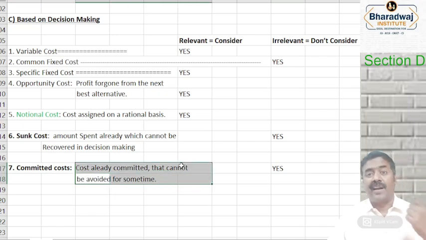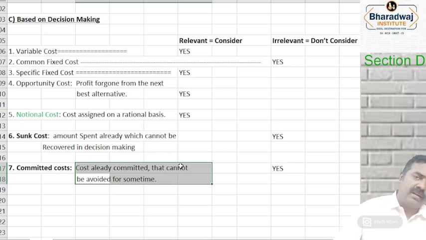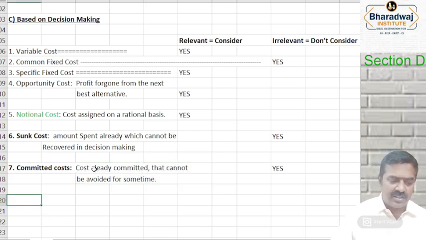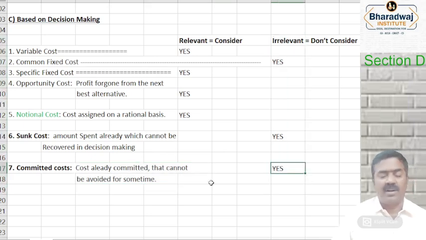Or for example, you signed a rental agreement telling that you will give 3 months notice to the landlord to vacate. So whether you run the business for the next 3 months or close down the business today, what cannot be avoided? That committed cost cannot be avoided. So that is not relevant for decision making because it is already committed. Whether you run or not, that outflow cannot be avoided.